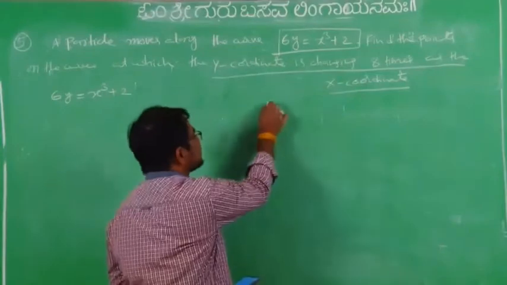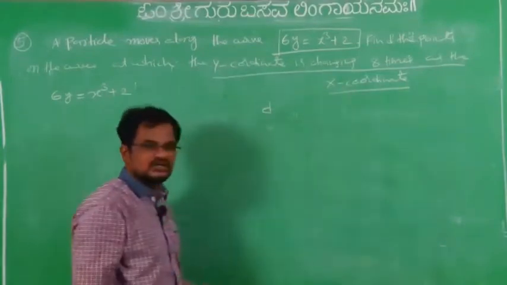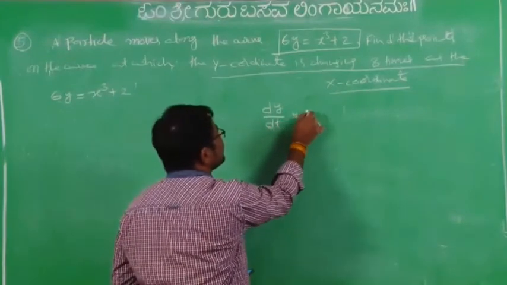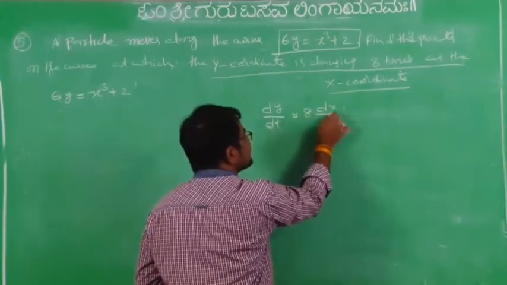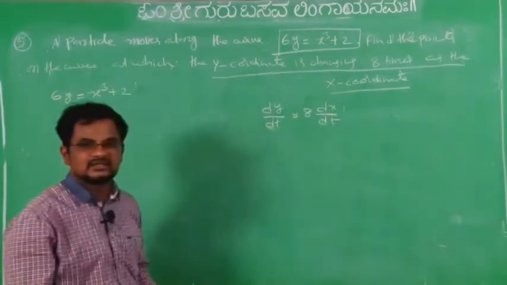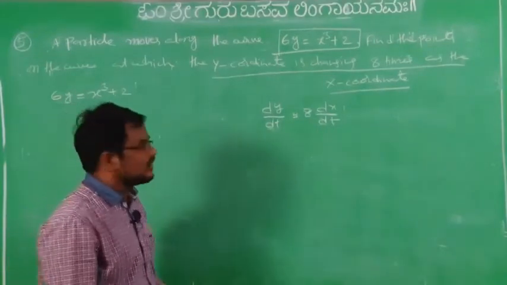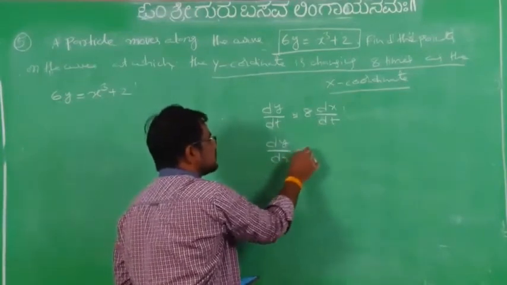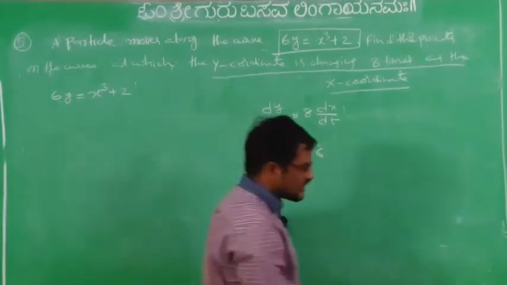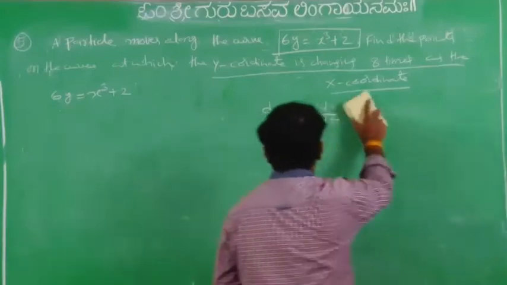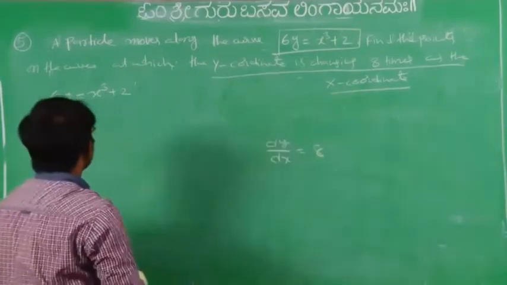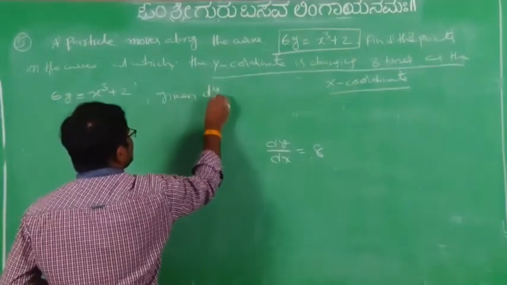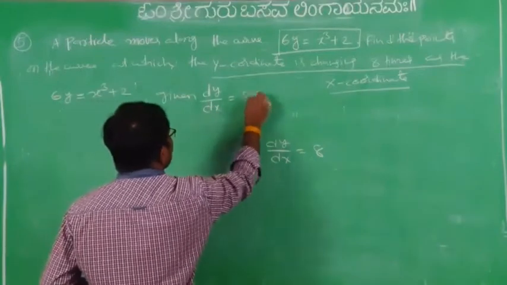Suppose if you take with respect to time, what is given is dy by dt equal to 8 times dx by dt. Can you write? So bring this side, what will we get? dy by dx equal to 8, or not? Means directly you can write this one also. So what is given is dy by dx equal to 8.